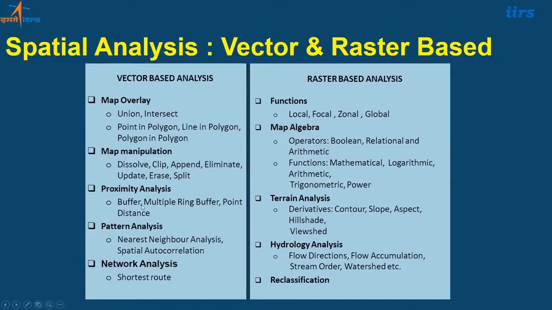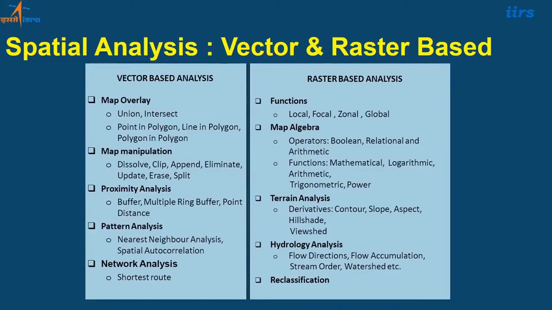Proximity analysis, very important here. Buffer analysis, multiple ring analysis, point distance, buffer analysis. Suppose I want to find out the locations which are near a stream or a river. I want to build a house, but that house should be far away from the river. So the distance from the river, how to convert this information into data?